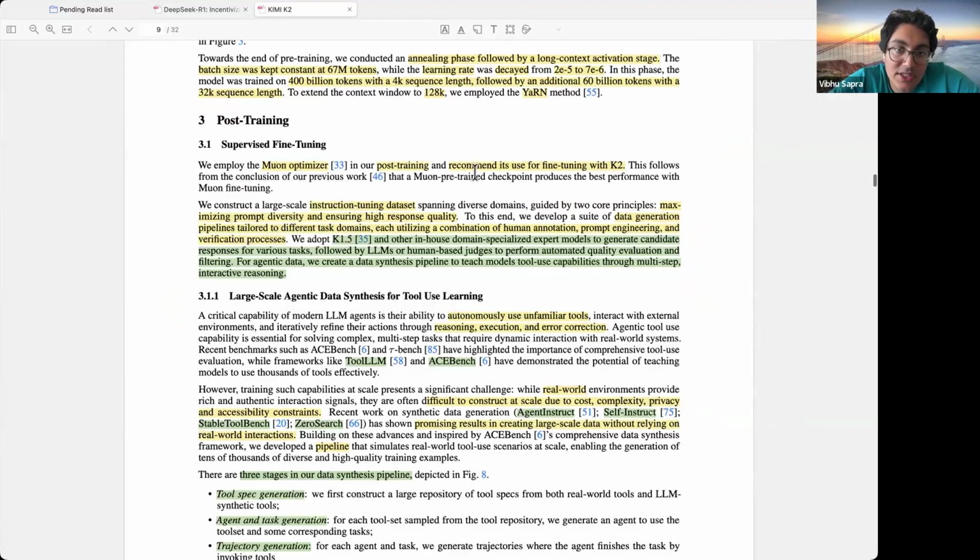Post-training, Muon is still used in post-training. If anyone's fine-tuning Kimi-K2, you should also still use this Muon optimizer. Don't use AdamW. It's cooked.